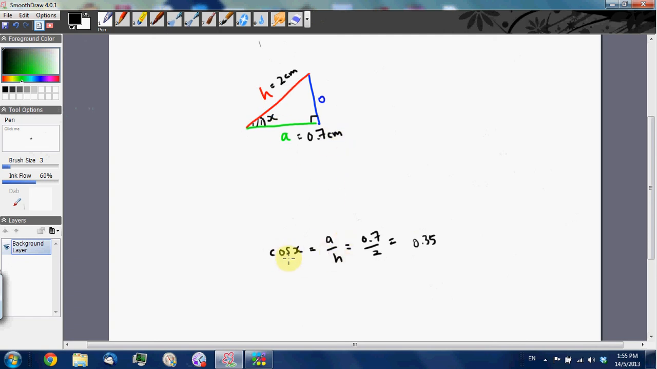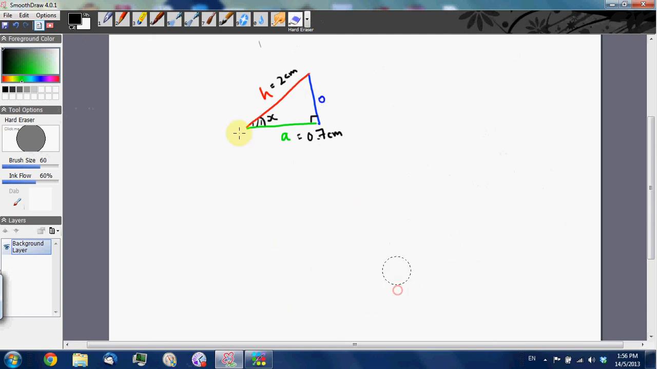So in this situation where cosine x is 0.7 divided by 2, which is 0.35, we want to find what x is. So x is equal to, just bring the cosine over to the other side. So cosine inverse of 0.35. And the answer will be 69.5 degrees. Okay, so that basically sums up what inverse trigonometry is.